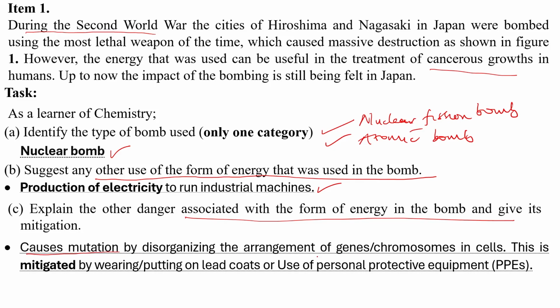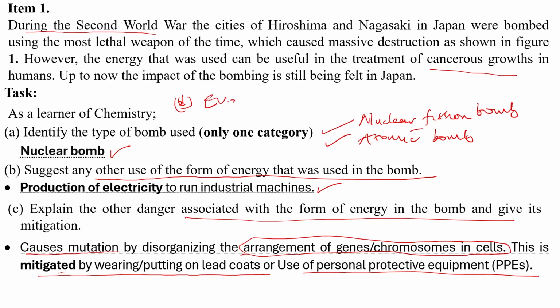It causes mutations by disorganizing the arrangement of genes or chromosomes. That's an explanation. Then mitigation is by wearing lab coats or personal protective gear. So you realize that this item lacks the part of evaluation because it only contains one type of nuclear process. You can't evaluate when there is one type of nuclear process. So some items will not have the two nuclear processes.